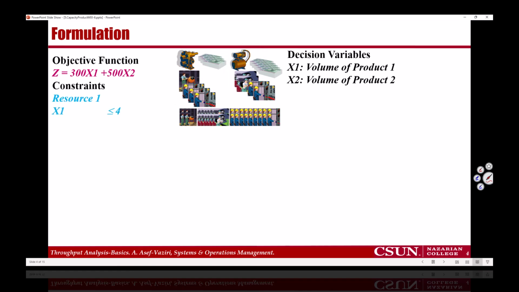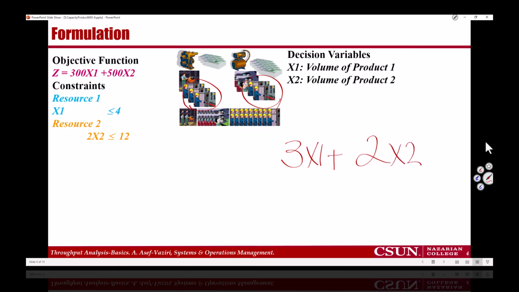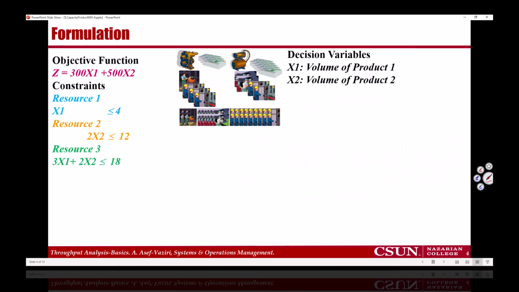That is the constraint related to resource 1, the constraint related to resource 2, and for resource 3, for each unit of product 1, I need 3 units of resource 3, and for each unit of product 2, I need 2 units of resource 3. So if I'm producing X1 units of product 1 and X2 units of product 2, that is what I need, and what I have is 18. What I need should be less than or equal to what I have. And that is the constraint associated with resource 3.